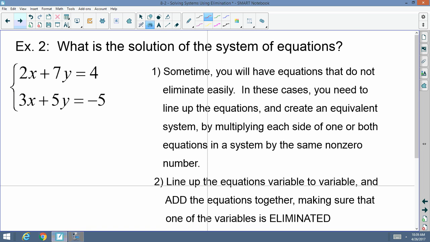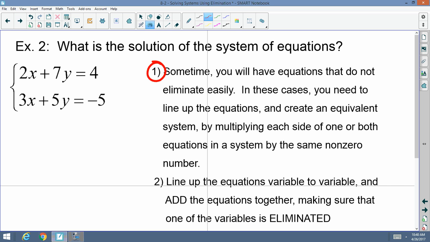Next, what is the solution of the system? Okay, I got 2x plus 7y equals 4 and 3x plus 5y equals negative 5. Whoa, wait a second, Morrow. Hold on, dude. When you add these together, does anything cancel out, guys? So what do you think we have to do to make something cancel? Yes, sir, my brother. Okay, I love what you just said. What my boy figured out was, okay, I'm going to have to eliminate one of them. So in this particular case, he chose to get rid of the x.